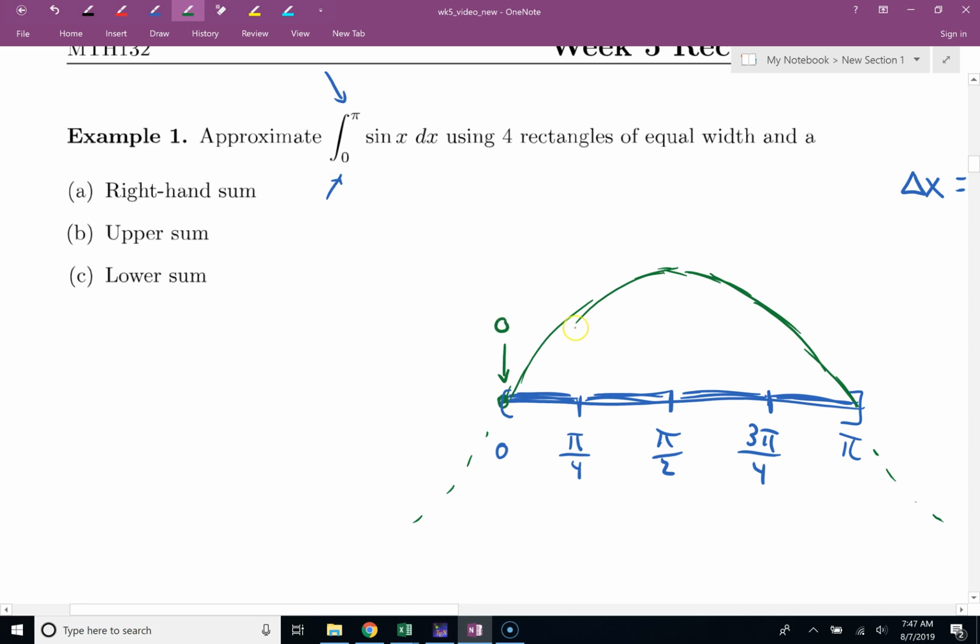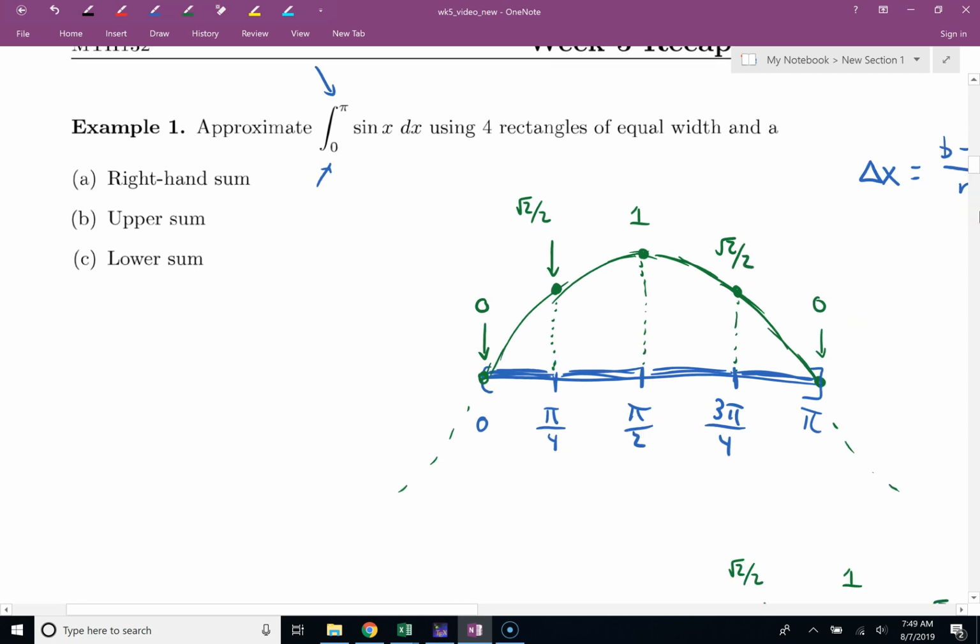Next up, at this value right here, pi over 4, if I want to know what the sine value is there, sine of pi over 4 is going to be root 2 over 2. And then sine of pi over 2, that's going to be 1. Sine of 3 pi over 4, that's going to be root 2 over 2. And then finally, sine of pi, that's going to be 0.